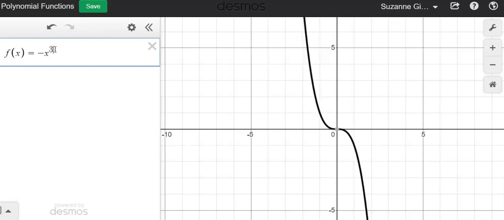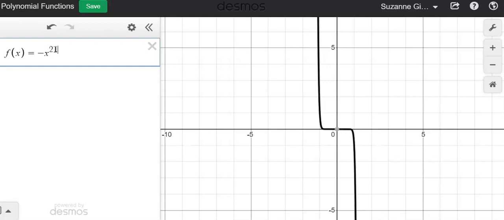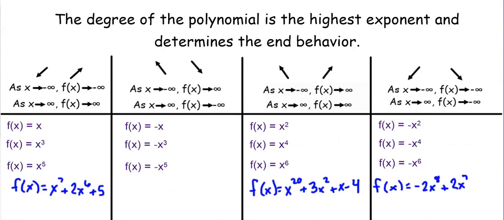1, 3, the 5th power, to the 7th power, to the 9th power, to the 21st power, and I'll maintain the same end behavior no matter what else I add, as long as the largest exponent is an odd number and my lead coefficient is negative. So here are a few examples, and then I'll add one more.